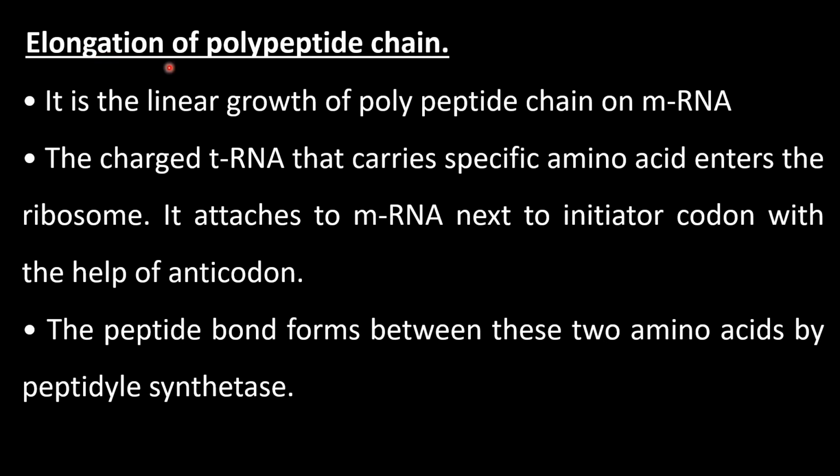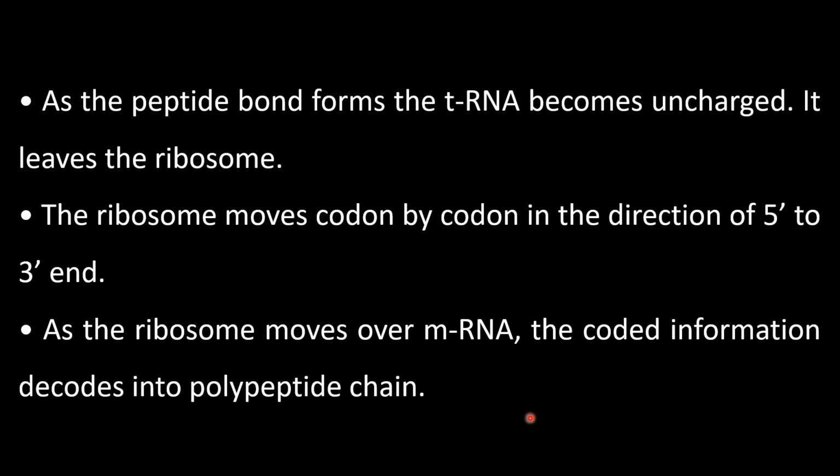The next step is elongation of polypeptide chain. It is the linear growth of polypeptide chain on messenger RNA. The charged transfer RNA that carries a specific amino acid enters the ribosome. It attaches to messenger RNA next to the initiator codon with the help of the anticodon. The peptide bond forms between these two amino acids by peptidyl transferase. So here the elongation takes place. It is nothing but the linear growth of polypeptide chain on messenger RNA.